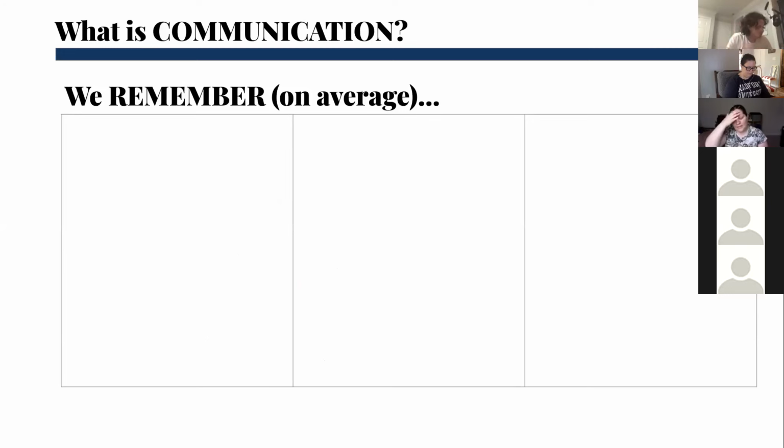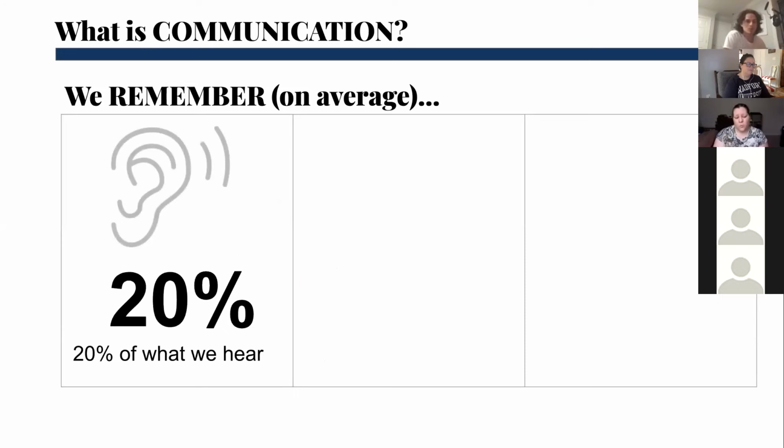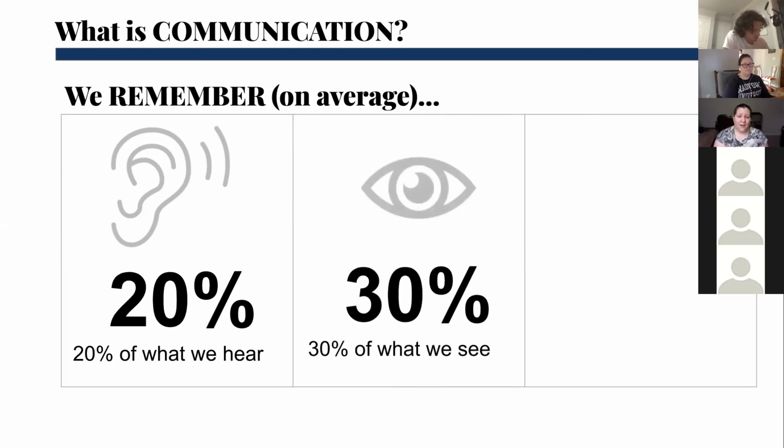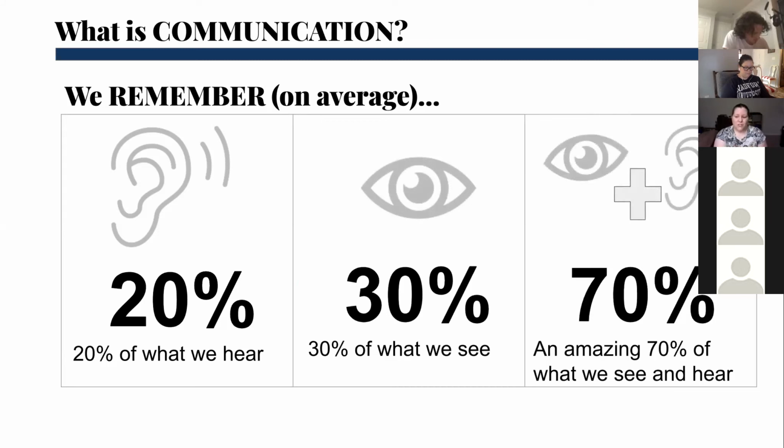So when we think about communication and our messages, and how much of our message our students or other people are retaining, we remember on average about 20% of what we hear. Okay. That's not a lot. It's very little. Okay. We remember on average about 30% of what we see. But when we add the two together and we can see and hear things at the same time, that starts to move towards a higher level of information retention, at about 70%.